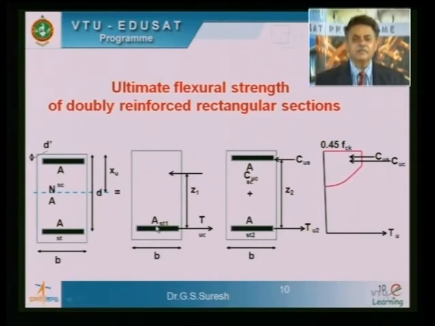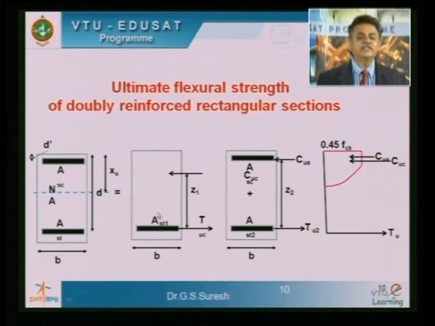You find out PT, the percentage of steel, which is 100 AST by BD. Then add additional steel ASC to match the forces in the compression zone and in the tension zone. Equate the force CUS, which is the force in compression steel due to compressive stress. Take the couple CUS and TU2 and find out MU2. That is called the moment of resistance of the couple in the doubly reinforced section.